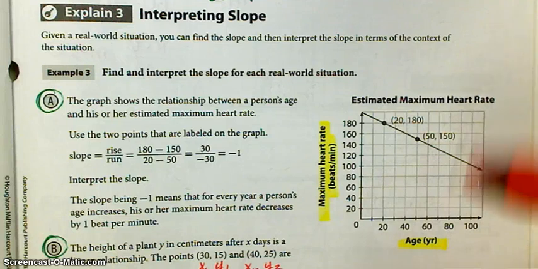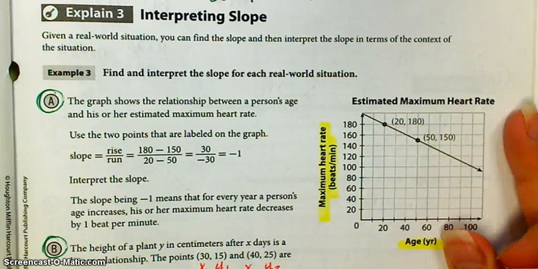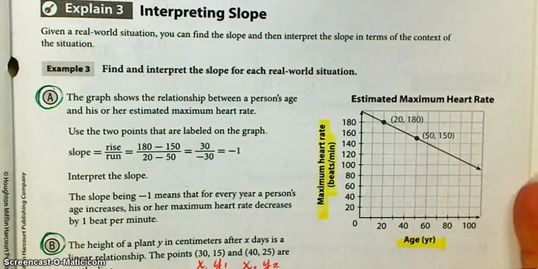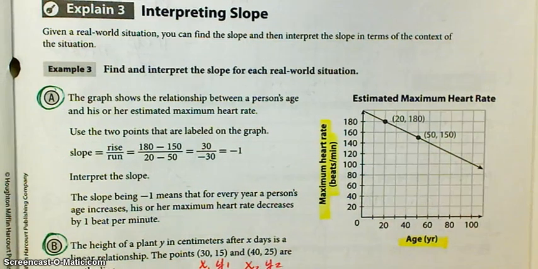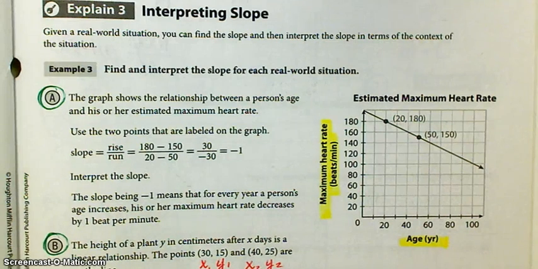All right, now I'm down a little bit further on page 223 where it says interpreting slope. And you're going to be asked to do this quite a bit in this module, interpreting slope, meaning what does the slope mean in this particular situation. So given a real world situation, you can find the slope and then interpret the slope in terms of the context of the situation. Here's an example, 3a. The graph shows the relationship between a person's age and his or her estimated maximum heart rate. Use the 2 points that are labeled on the graph.